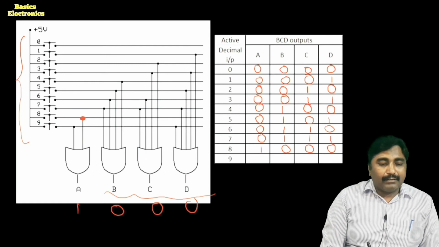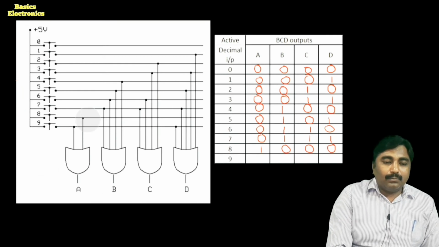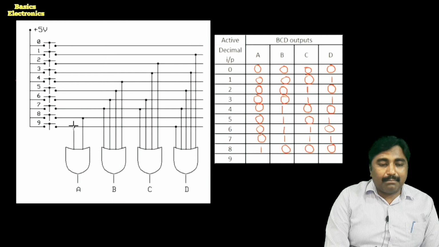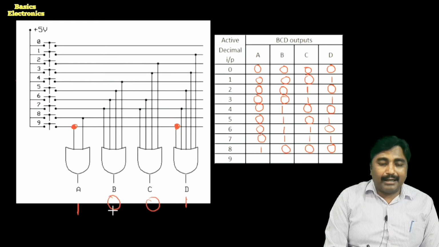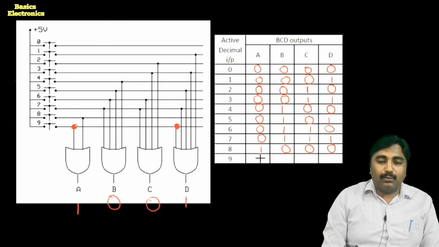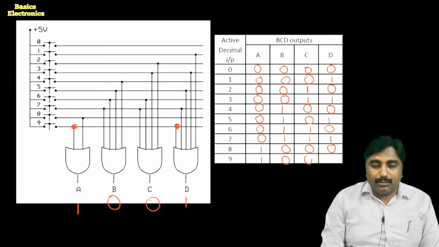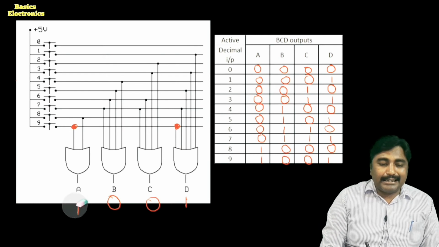Now the last input we apply is 9. When we press switch number 9, it is connected to the MS bit gate and to the LS bit gate. So the output of MS bit A is equal to 1 and the output of LS bit D is equal to 1. The remaining two outputs B and C are 0, 0. So we get the BCD output 1, 0, 0, 1.